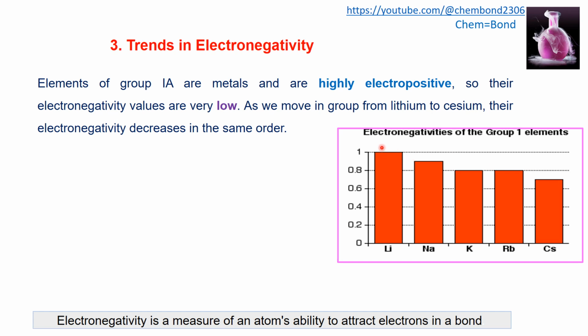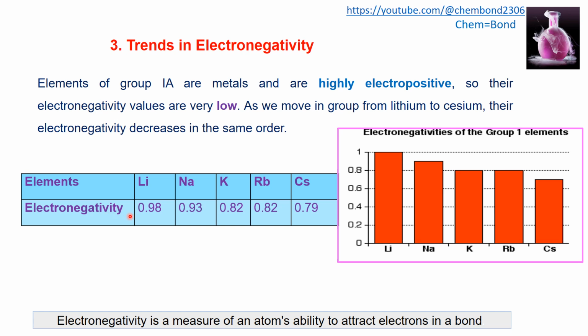The reason behind it is the same: the number of shells increases when we move down the group. Lithium will have fewer shells, so the nucleus of lithium will have more attraction for the shared electrons, while cesium will have more shells, so it is in expanded form, and the nucleus of cesium will have less attraction for the electrons shared between two atoms. So cesium will have the lowest value, and the higher value for lithium.